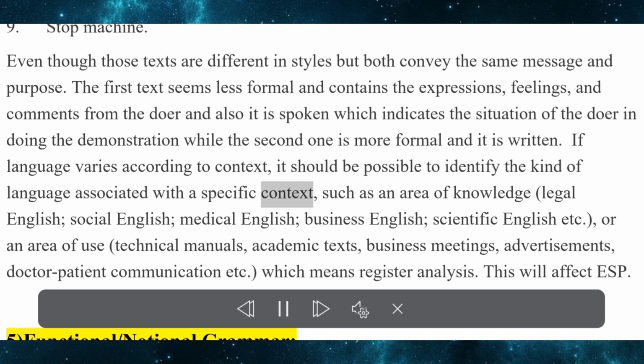If language varies according to context, it should be possible to identify the kind of language associated with a specific context, such as an area of knowledge (legal English, social English, medical English, business English, scientific English, etc.) or an area of use (technical manuals, academic texts, business meetings, advertisements, doctor-patient communication, etc.), which means register analysis. This will affect ESP.